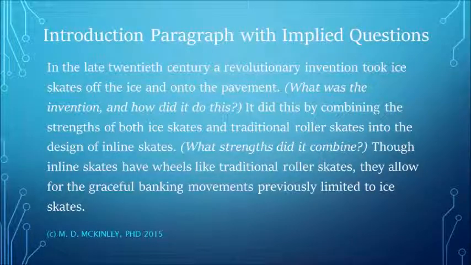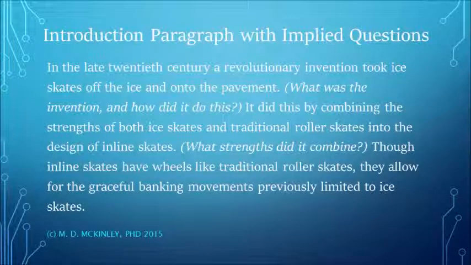Here's the introduction paragraph with implied questions. In the late 20th century, a revolutionary invention took ice skates off the ice and onto the pavement. What was the invention and how did it do this? It did this by combining the strengths of both ice skates and traditional roller skates into the design of inline skates. What strengths did it combine? Though inline skates have wheels like traditional roller skates, they allow for the graceful banking movements previously limited to ice skates. And so we have our introduction paragraph.